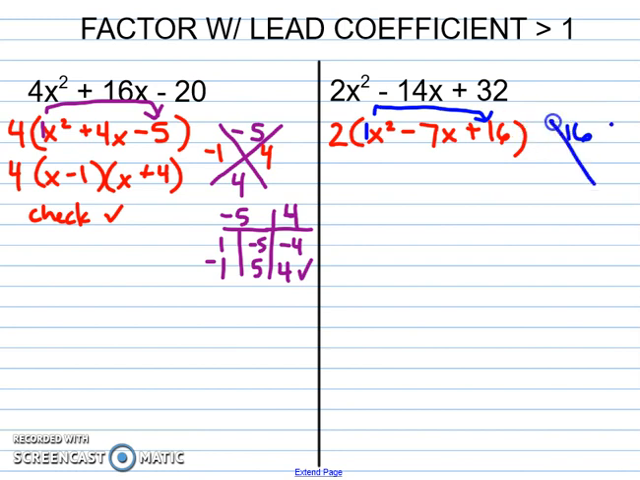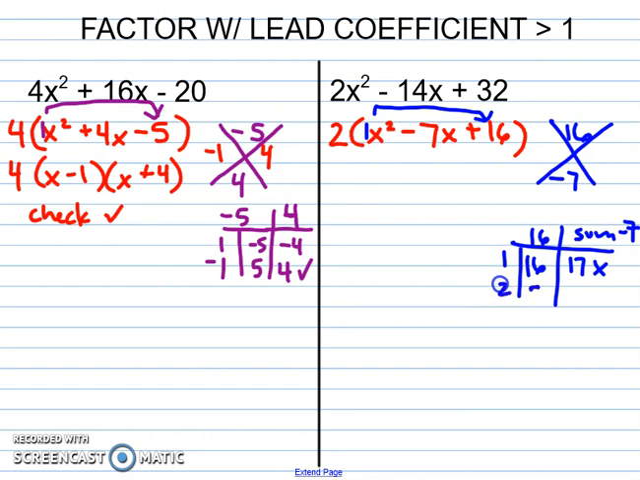And I need a sum of negative 7. All right, so factor for the sum. Let's see. I have 16, and I need a sum of negative 7. Well, I have 1 times 16, but when I add that, that's 17. Nope. I have 2 times 8. 2 plus 8 is 10. Nope. I have 4 times 4 is 16, but 4 plus 4 is 8. Nope. Anything else? Those are our only factors.